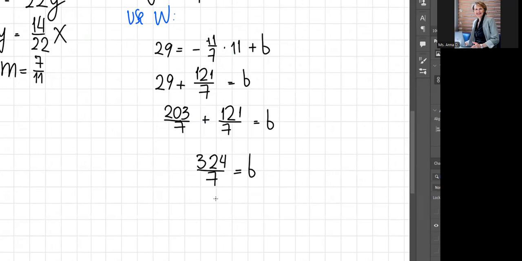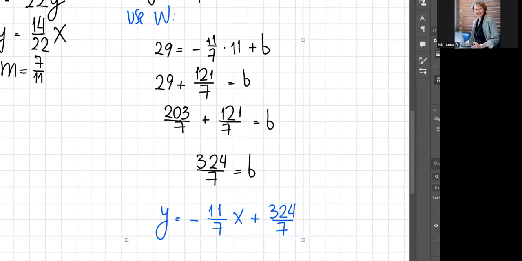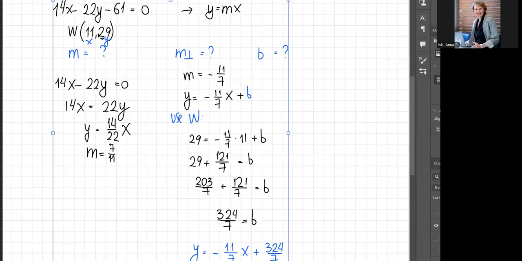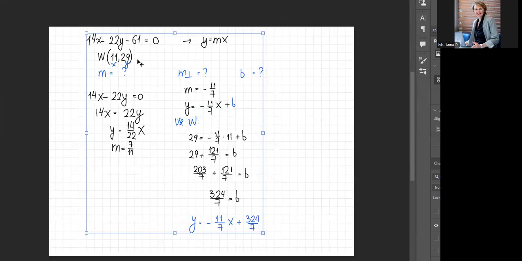I'm obviously very scared because that's a massively big fraction, so I can only hope it's correct. But we have a Desmos at hand, which we'll be able to use to check if we got this right. What are we going to put into Desmos? Our given equation, our point, and my result. Okay, let's try that out.